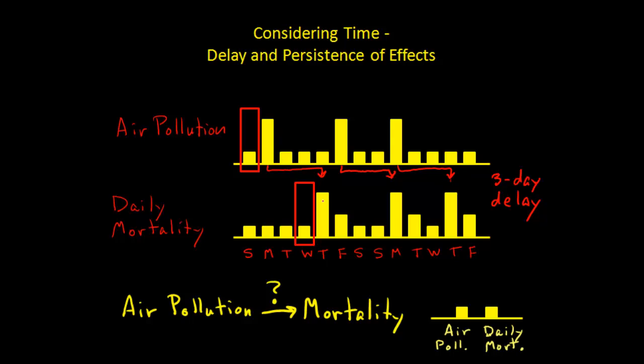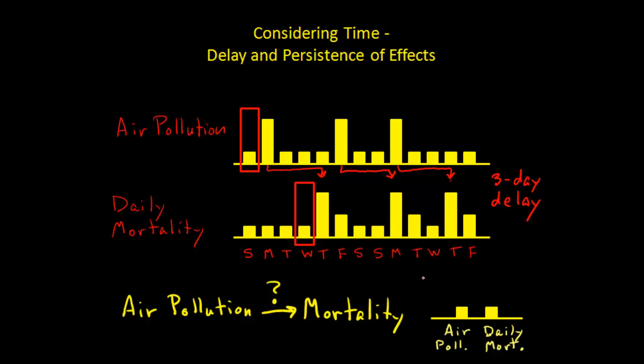Now, another thing we should notice is, once the effect occurs, how long does it take for that effect to go away? So what we see here is that when the air pollution goes up, on the 3rd day after, the daily mortality goes up for 1 day. On the following day, it's still slightly elevated, but it's coming down. But by the next day, it's back to the original level. And so we see that this happens in each of the 3 events where the air pollution goes up. The pattern is the same.